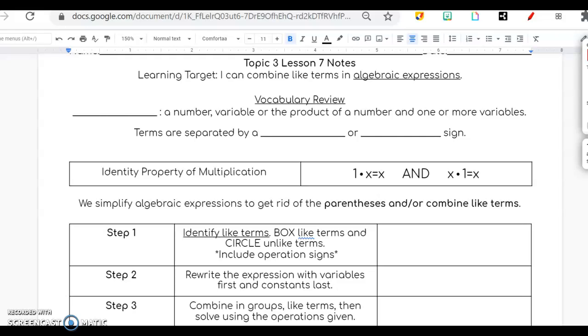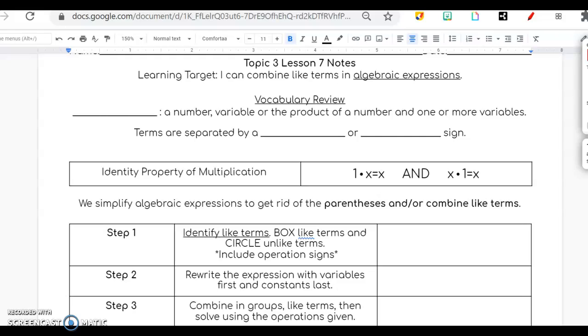Hey guys, so we have started to learn about identifying equivalent algebraic expressions and how to write them using parentheses, not using parentheses, talking about the distributive property. Now we're going to dig a little bit deeper into combining like terms within these algebraic expressions.